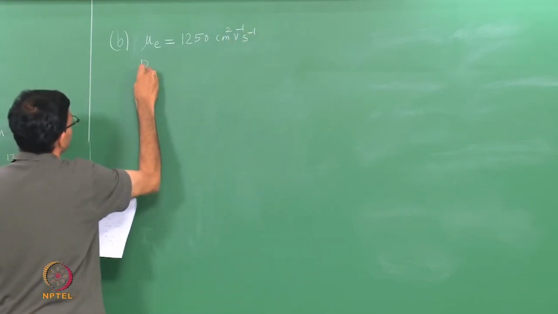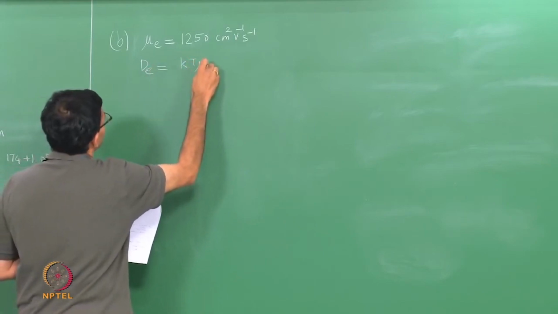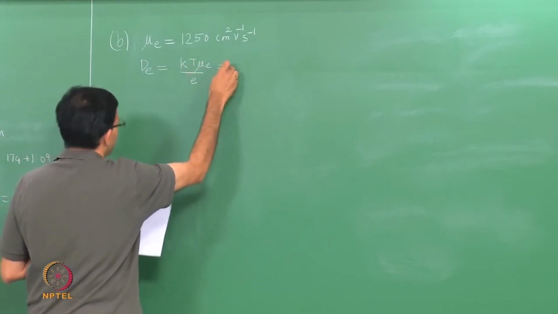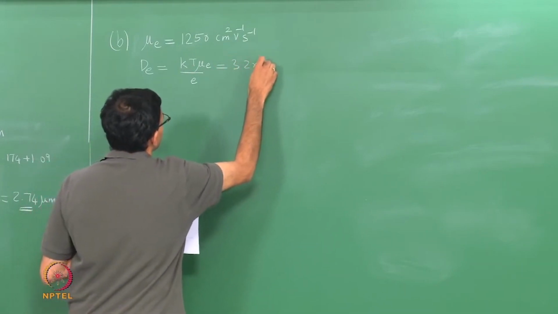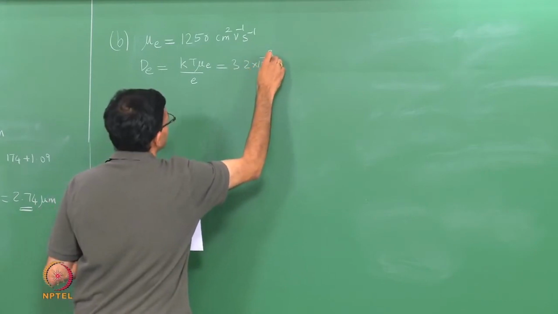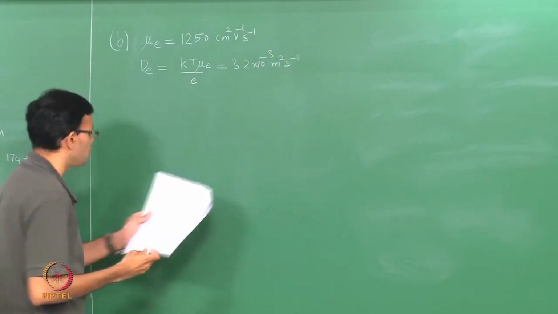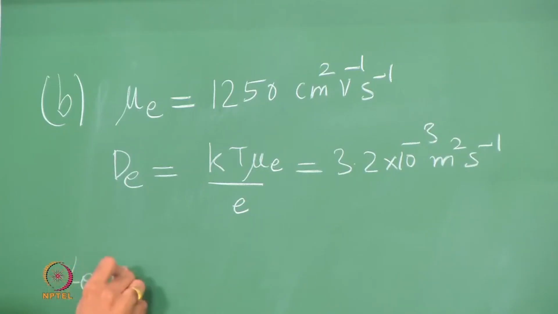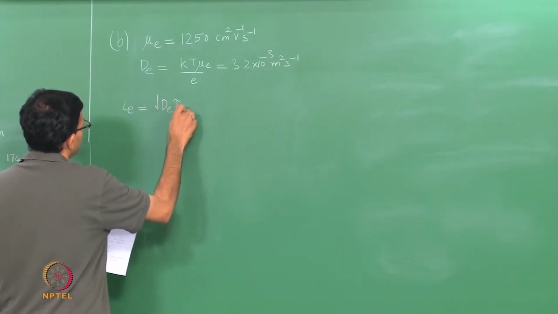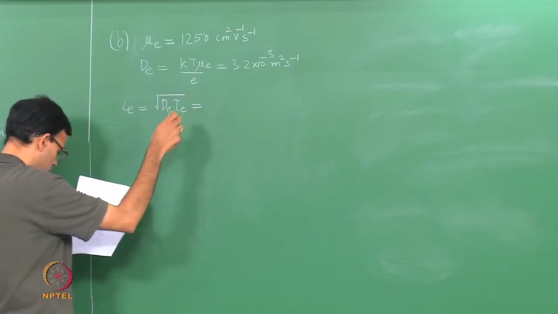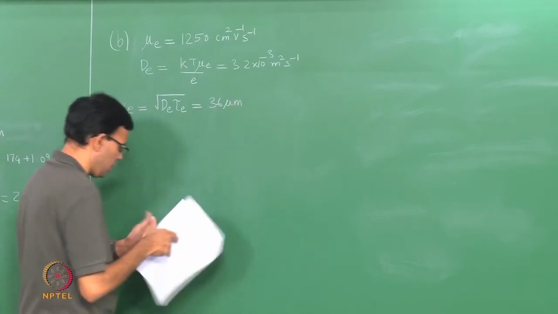So, the first thing is to calculate dE, kT mu E over E. This is 3.2 times 10 to the minus 3 meter square per second. You can also write this in centimeter square, from which you could calculate a diffusion length dE tau E. This is equal to 36 micrometers.